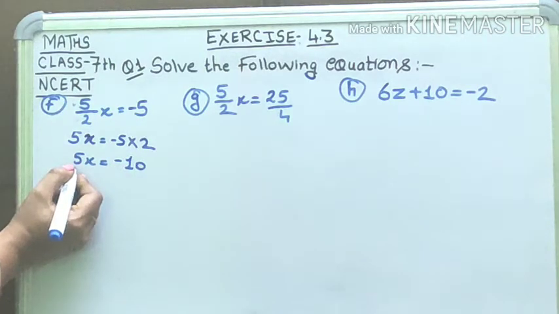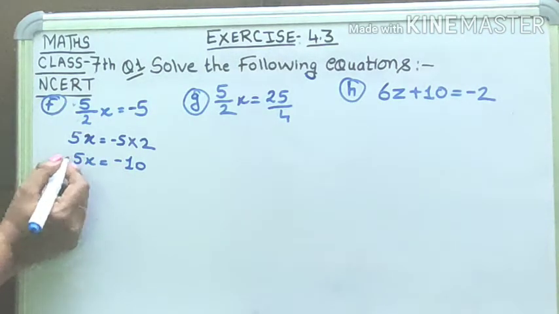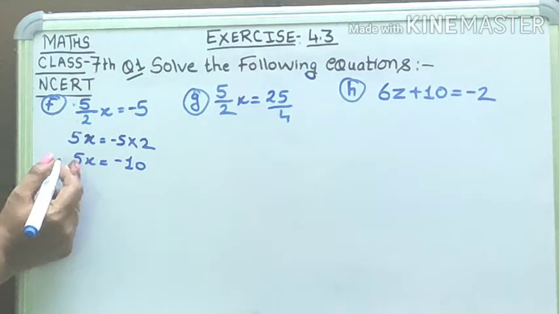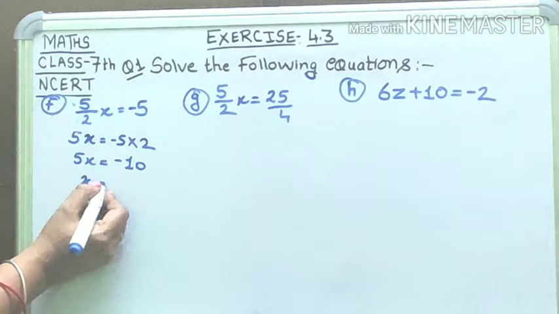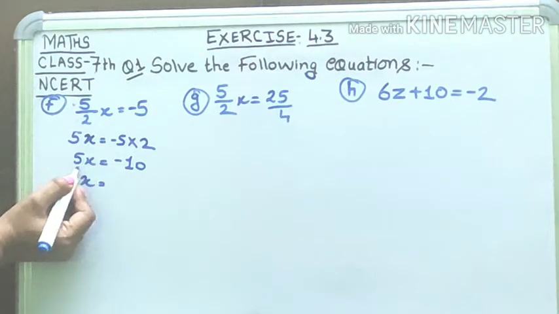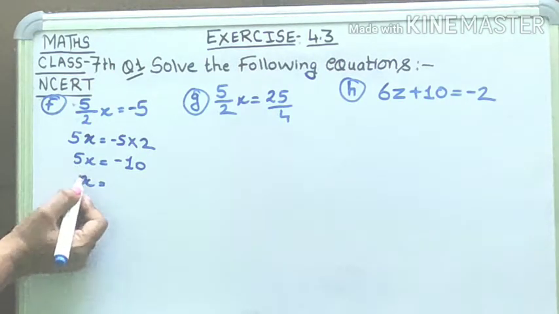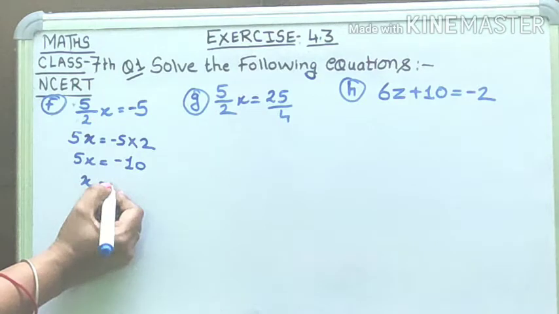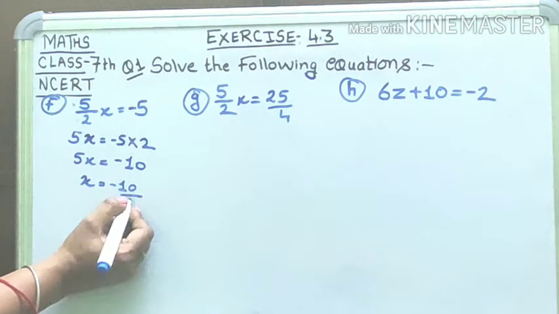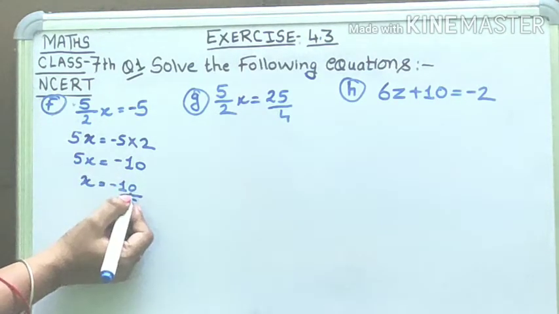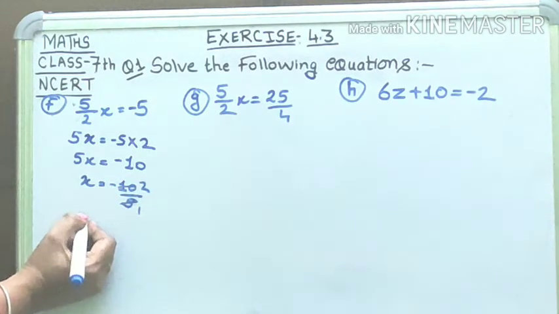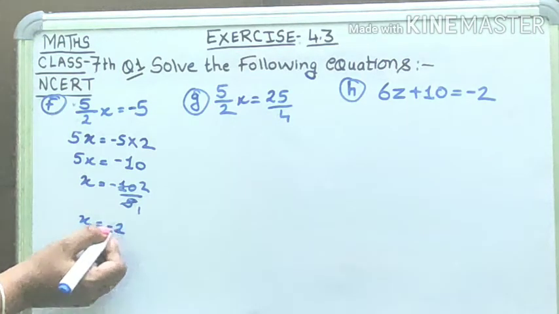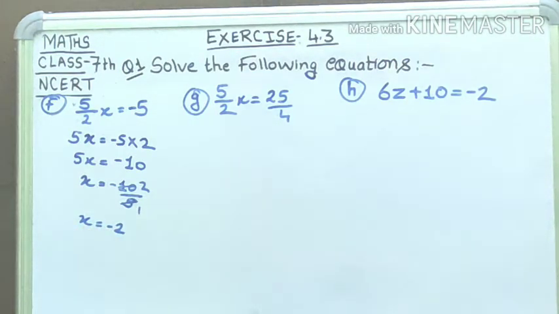Now we have to remove this 5 with the variable x. To remove this 5, we will transfer this 5 to the RHS side. Now it is given in the multiplication form. No sign is given, which means it is multiplication, 5 into x. So when this 5 is transferred, it will be divided. Minus 10 upon 5. Here it was multiplied, so when we transfer it, it will be divided. Now cancel: 5 1s are 5, 5 2s are 10, x equal to minus 2. So x equal to minus 2 is the answer for F1.